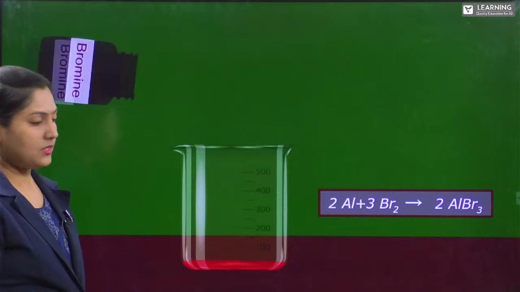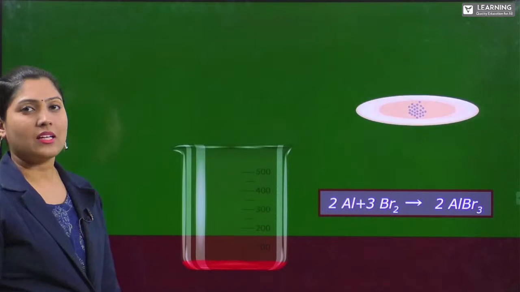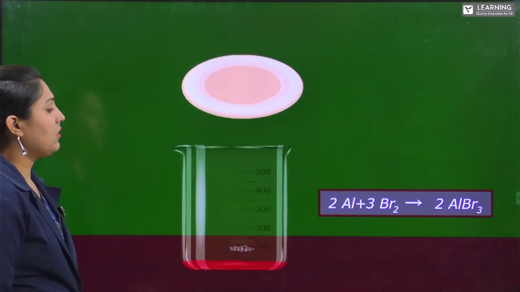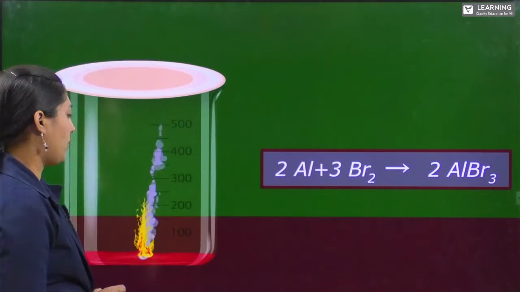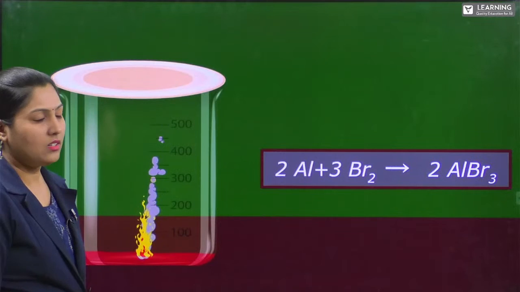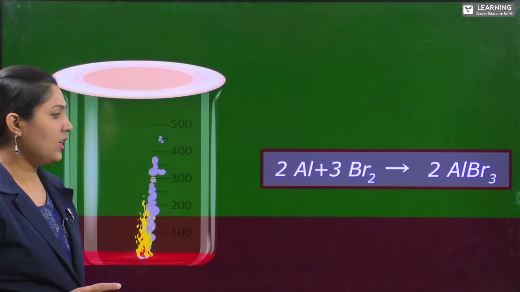Hope you are understanding this, students. And bromine is the only liquid non-metal. You have to remember that. It will be brown in color and it is the only liquid non-metal.